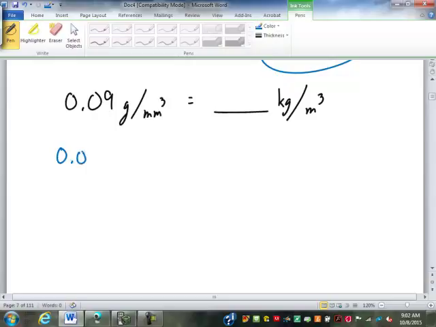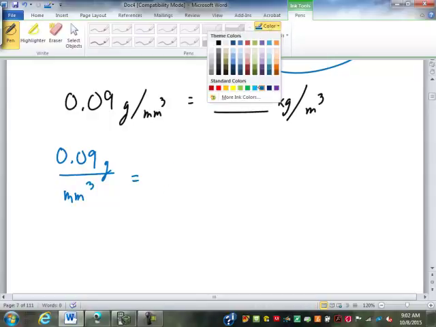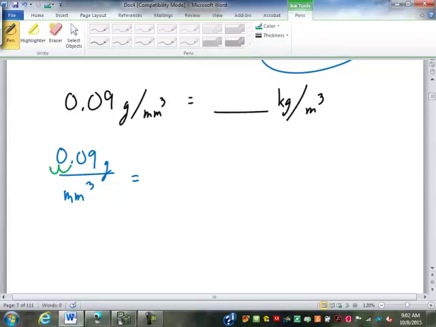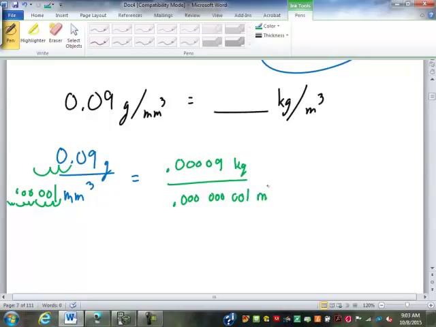Okay, so 0.09 grams per millimeter cubed. We're going to convert grams to kilograms. You move it 3 spots to the left. So 0.00009 kilograms. This is 1 millimeter cubed into meters cubed. How many spots on the chart is it from millimeters to meters? 3, but it's cubed, so we have to move the decimal point 9. So it's 0.000000001 meter cubed. So we have to divide. That gives 90,000 kilograms per meter cubed.